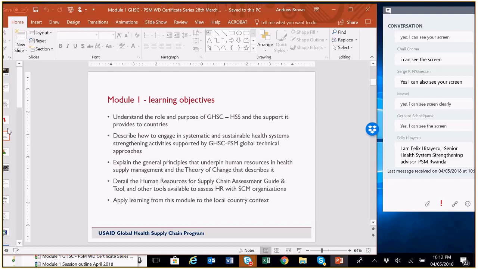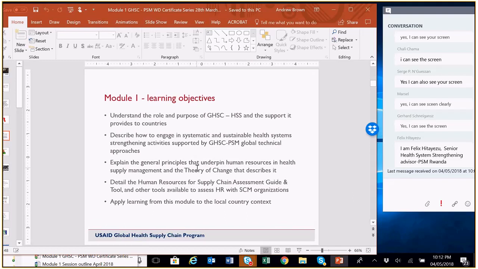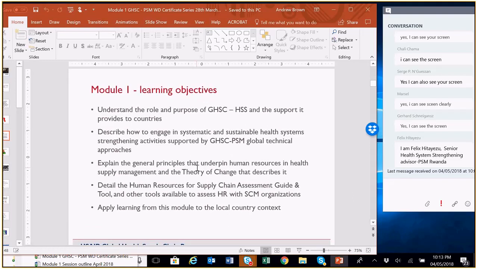So I'm not going to read out these learning objectives because you can read them, even though they'll be a little bit small on your screen. The purpose here is to really get you thinking that capacity development is not training. Capacity development and workforce, human resources development, to be sustainable, needs a number of elements, and training is just one. So what we'll be doing is helping you to understand what that looks like.